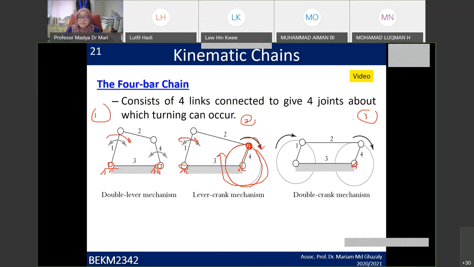And for the third category, you have both sides, this one is fixed, both sides you have the crank, the crankshaft. So it's going to be fixed here and fixed here. It means that it's able to rotate a full degree.